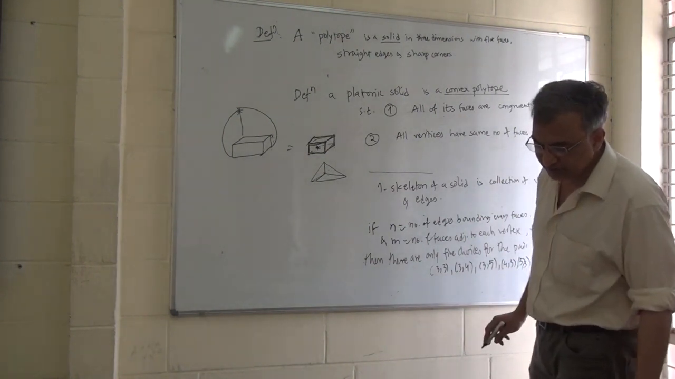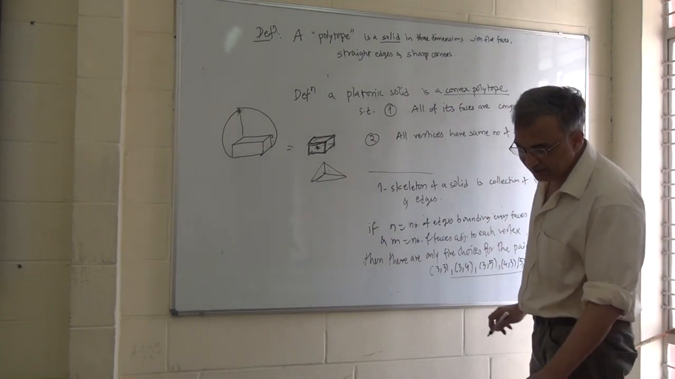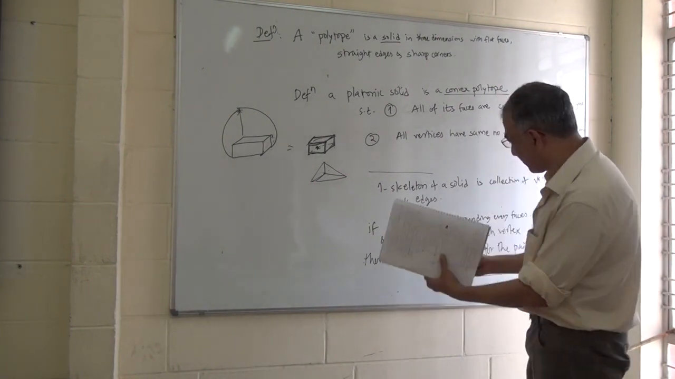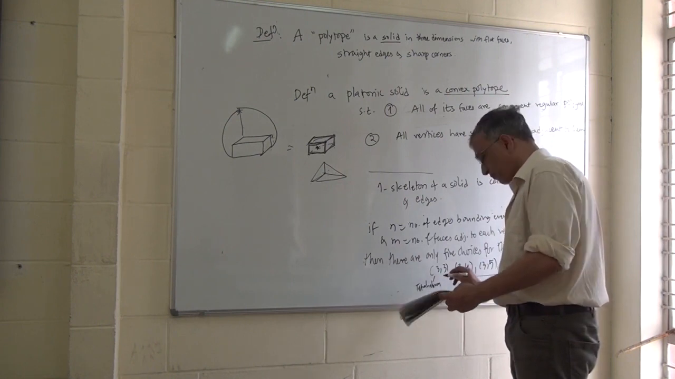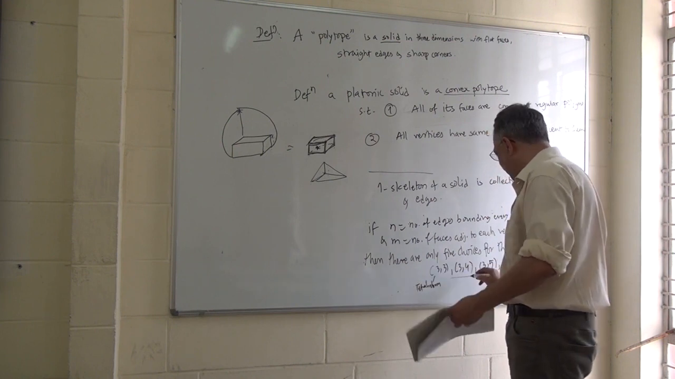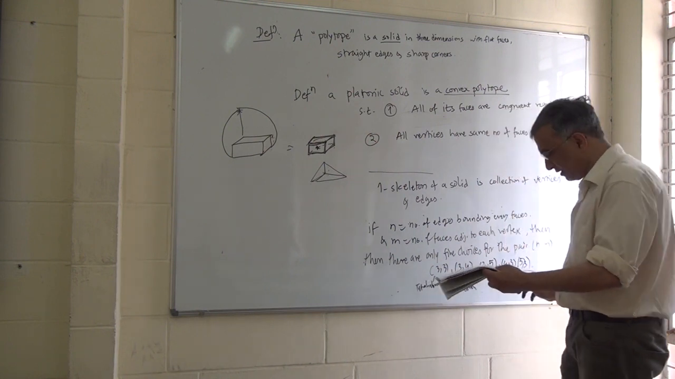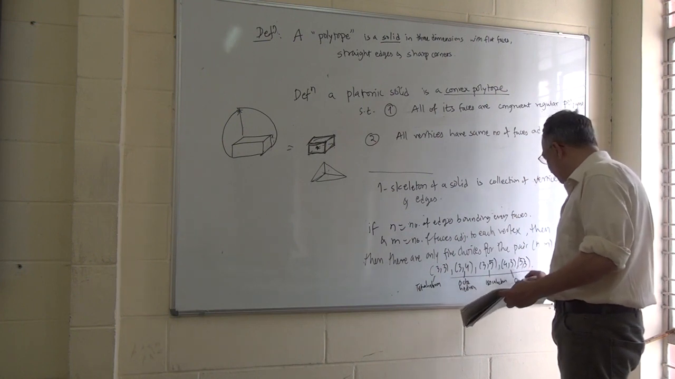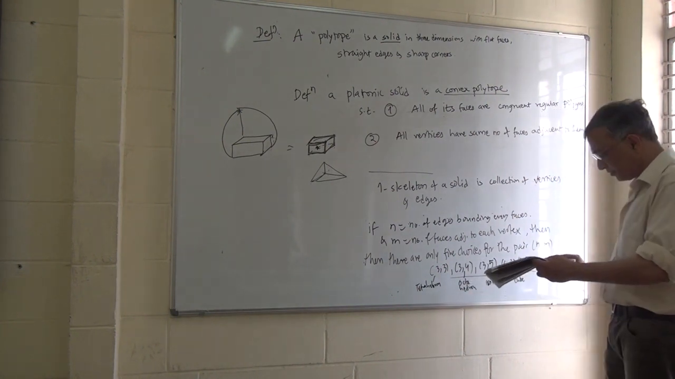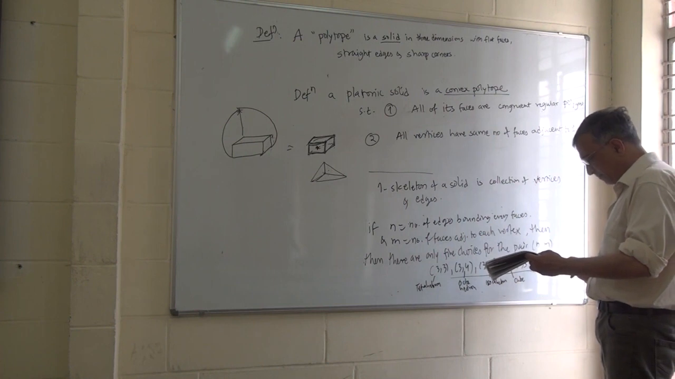And for each one we have all the 5 exist, and the names are this gives me 3, 3 gives me tetrahedron. Then this is octahedron. Then this is icosahedron. Four three is cube, and 5-3 is dodecahedron.